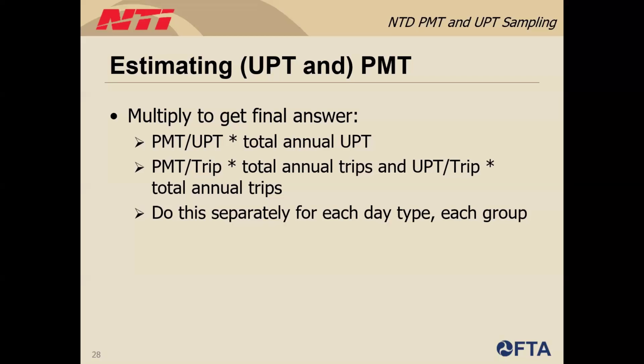If you use route grouping, there's an extra step. You would take the APTL from your sample for each group times the annual UPT from each group to get the annual PMT for each group. Then add the PMT for all groups together to get the total annual PMT. Do the same thing for each date type. In the base option, it works similarly. Calculate the UPT and PMT for each group separately, then add them together to get the total UPT and PMT.